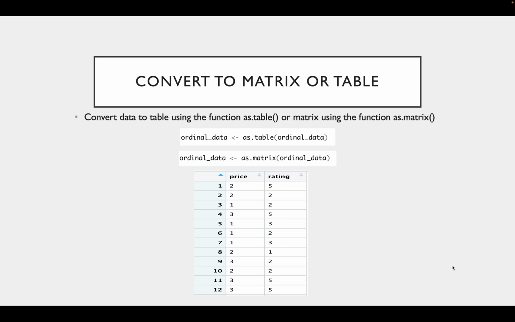The next thing we need to do for the specific function we're going to use to run the Goodman and Kruskal gamma is to convert our data frame to either a matrix or a table. And you can do this by either using the as.table function or as.matrix function around your dataset name.